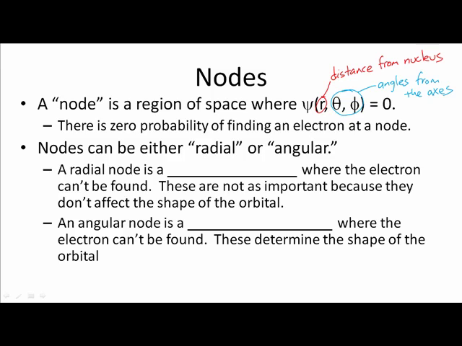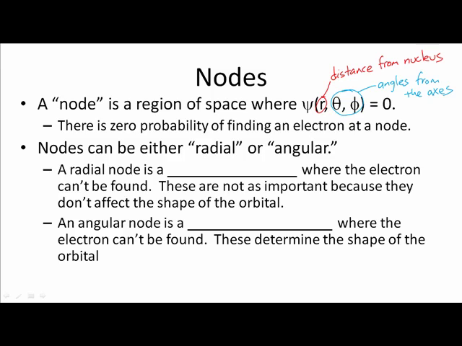So places where psi equals 0, that's going to be where you don't find the electron. So if you're trying to draw a map, those can be sort of boundary areas. We call them nodes of the function. And there's two kinds. You can have radial ones. Radial ones would be values of r where the function goes to 0.